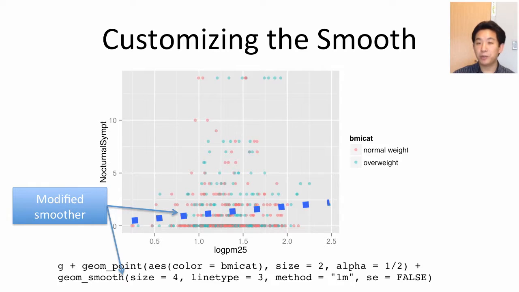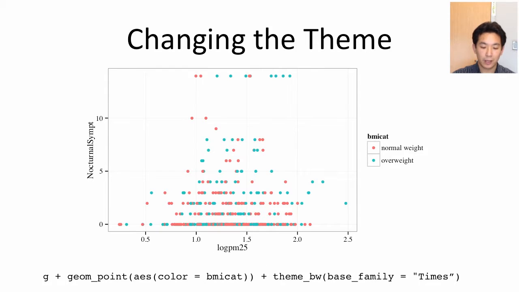I can also customize the smoother if I want to. So now I'm going to modify the options to the geom_smooth function. Here, all I've done is add an option to say size equals 4, so I made the line a little bit thicker, and I made the linetype equal 3. The 3 just means a dotted line instead of a solid line. I still use method equals lm, so I want a regression line. And I turned off the confidence interval so that it's a little bit more clear to see, so I say se equals FALSE. These are all options that you can add to the geom_smooth function if you don't like the defaults.